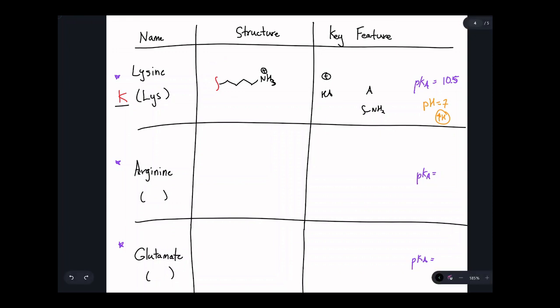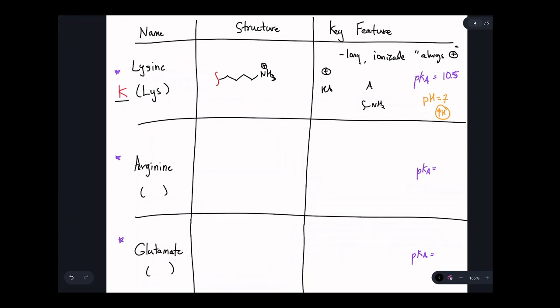So its key feature, again, is that it's long, but it's ionizable, and you can imagine that it's always positive. Of course, any pH above 10.5, you're going to start seeing neutral lysine, but that's pretty hard to do biologically. At pH 7, it's always positive. Lysine and arginine are the only positive amino acids in this camp. Arginine is a 3-letter code ARG. Its letter here is R.